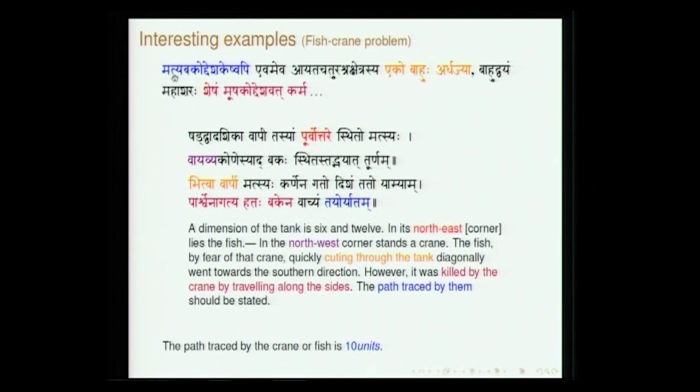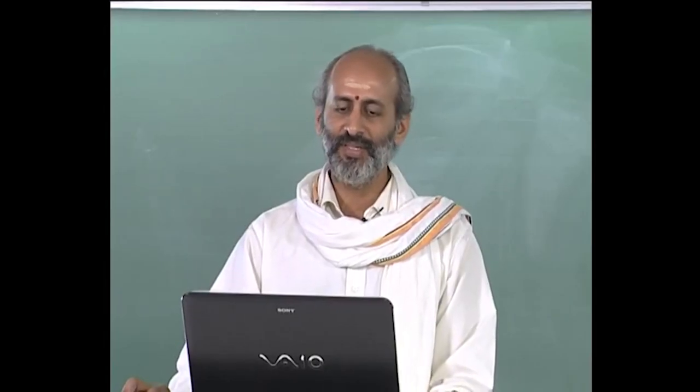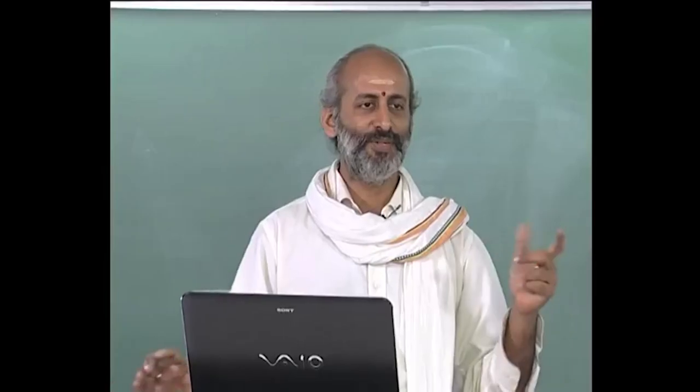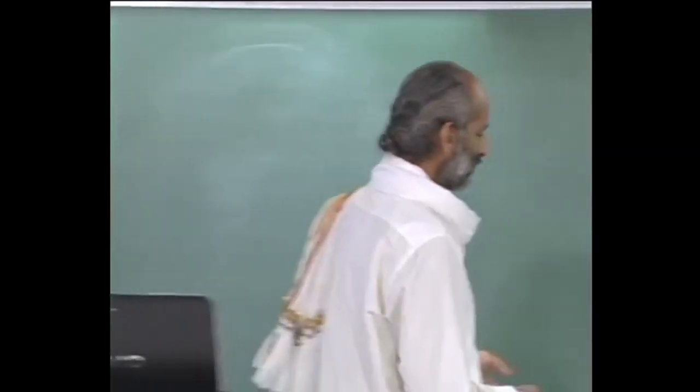There is a small error here, this is matsya, it is not matya, matsya bakodeshakeshwapi. So this matsya baka is another kind of problem, fish and crane. Matsya is fish, baka is crane. So the problem is stated like this: shadvadashika vapi tasyam purvottare sthito matsyaha vayavya kone syat bakaha sthitaha tadbhayat turnam bhitva vapim matsyaha karnena gato disham tato yabhyam parshvena agatya hataha bakena vachyam tayor yatam. This is a slight variation of this problem, not exactly identical, but he presents it this way.